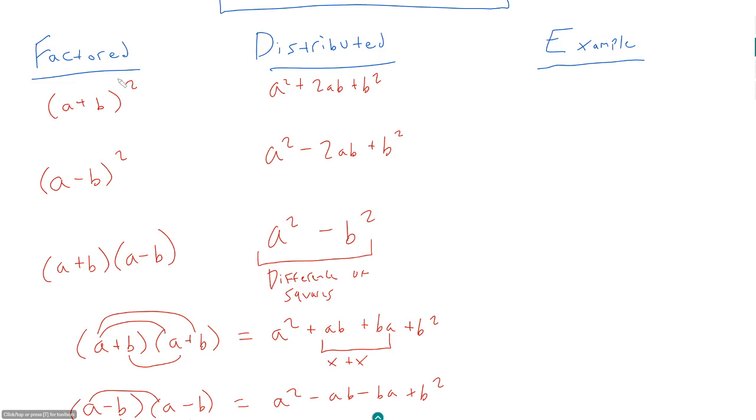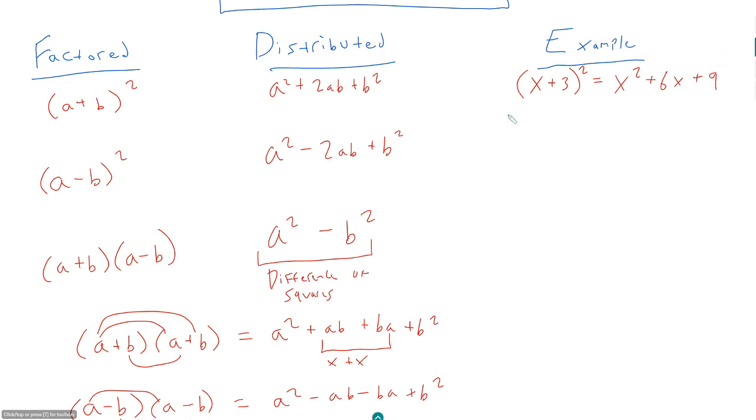So for a plus b squared, that might be something like x plus 3 all squared. And so this would be, in its distributed form, x squared plus 2 times 3x. So that would be 6x plus 3 squared, which is 9.